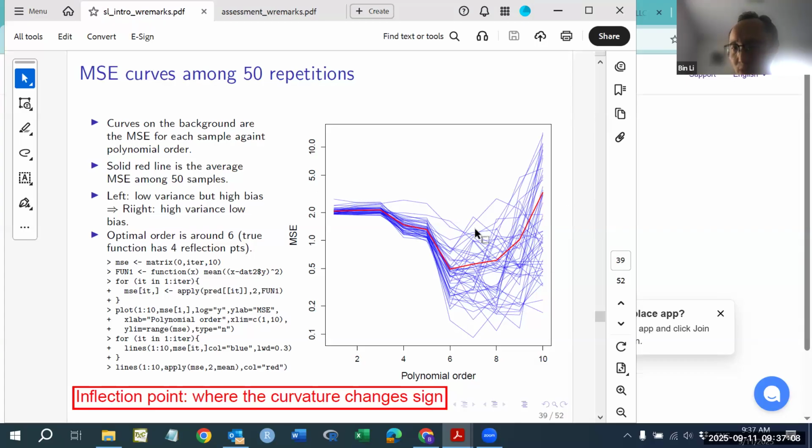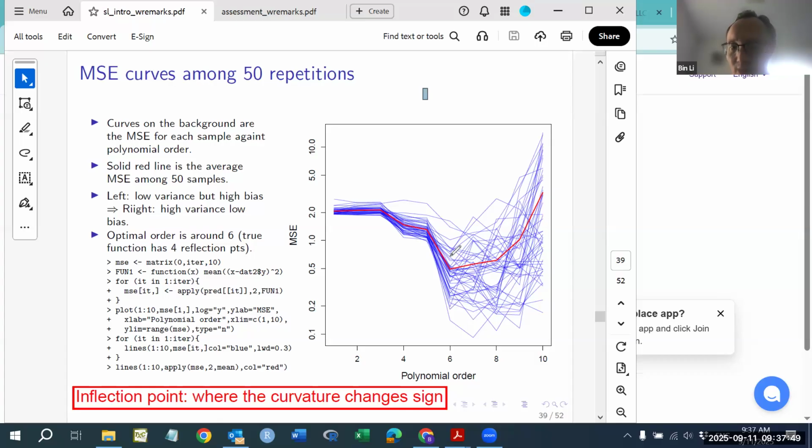For the different data sets, I simulated 50 training sets. For each training set, I fitted 10 models, from polynomial order 1 to 10. So this curve is one realization from one data set. Just like that, we have these 50 blue curves in the background. And what is the red one? The red one is the average over these 50 curves.